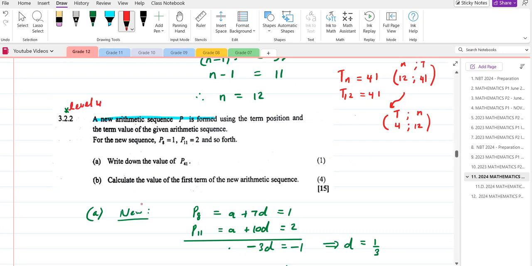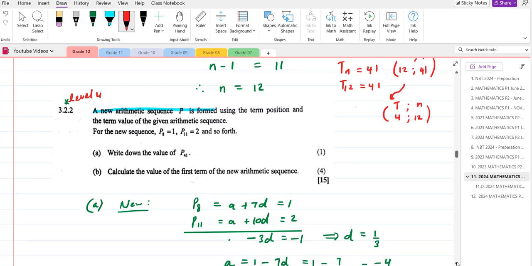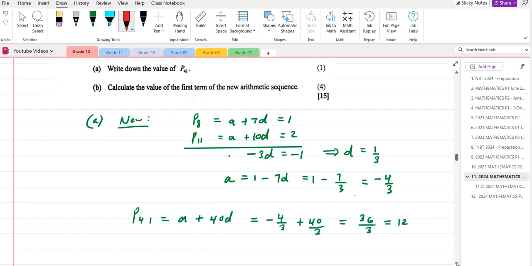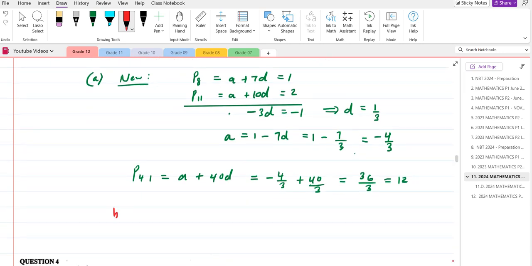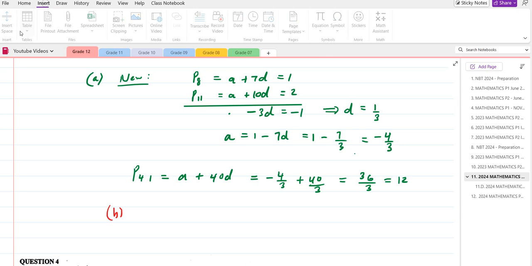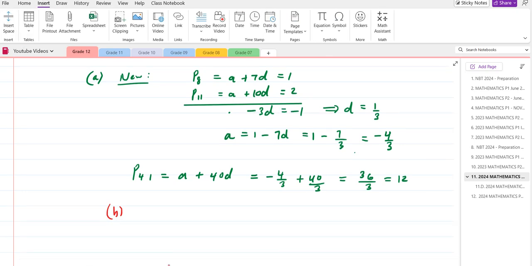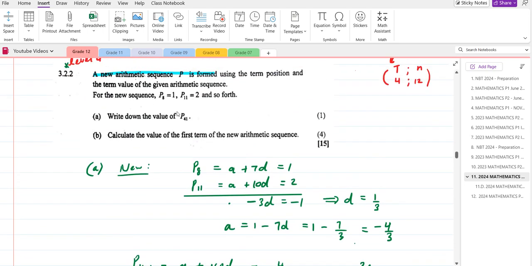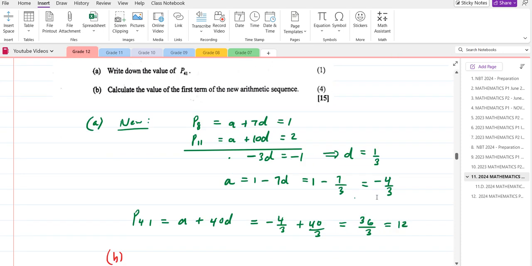Calculate the value of the first term of the new arithmetic sequence. Alright, so there was no reason to do all this. We already got the first term of the new arithmetic sequence. The first term is what? Term 1. Whoa, we're going to have a problem here. Calculate the value of the first term of the new arithmetic sequence.